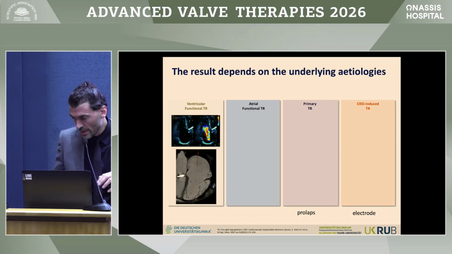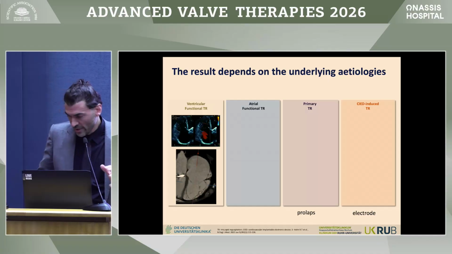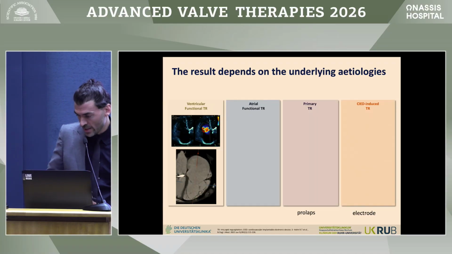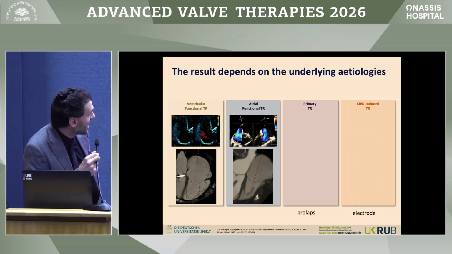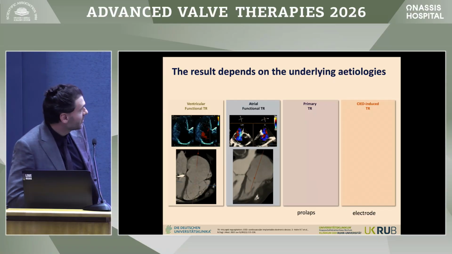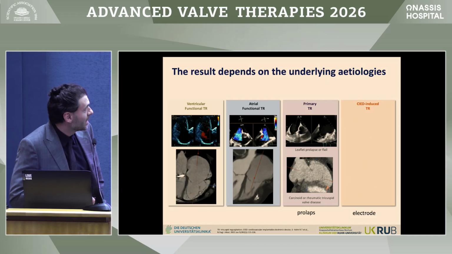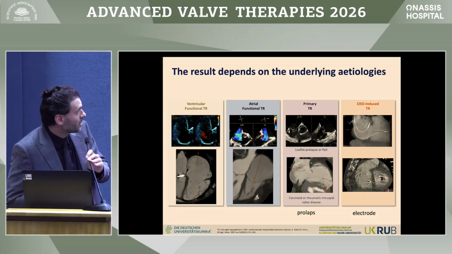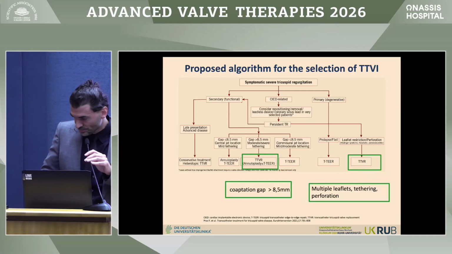And it all depends on underlying etiologies. Do we have ventricular functional regurgitation? You see the echo and the CT beneath. Do we have a functional atrial regurgitation, or do we have a primary regurgitation with leaflet prolapse or flail? And at the end of the day, do we have a pacemaker or a defibrillator or CRT? And if yes, is it feasible to proceed further with the intervention?